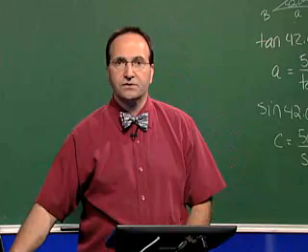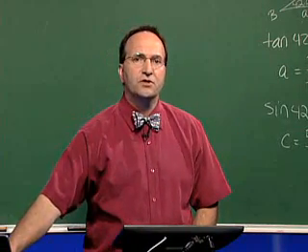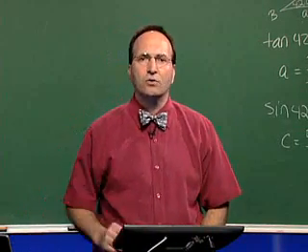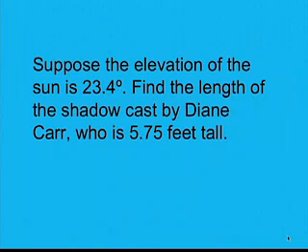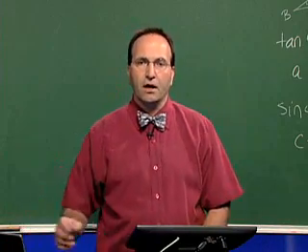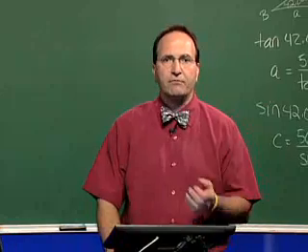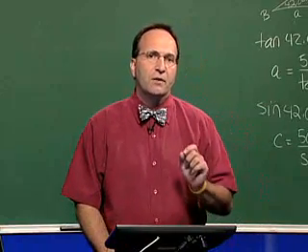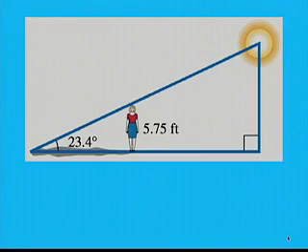Now, here's an exercise where the angle of elevation is used to find an unknown quantity. Suppose the elevation of the sun is 23.4 degrees. Find the length of the shadow cast by Diane Carr, who is 5.75 feet tall. A sketch of this will be very helpful. So let's take a look at a drawing from the book that shows Diane Carr along with the sun.